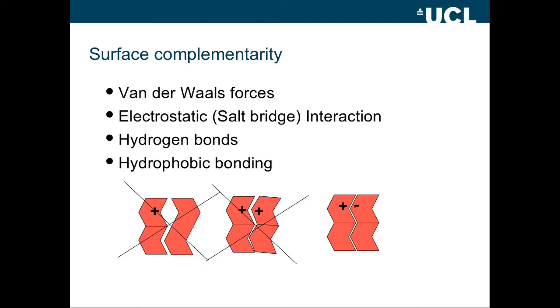Now, coming back again to this idea of two surfaces interacting with one another. As I said, there are four components that are involved: Van der Waals interactions, electrostatics and salt bridges. We normally define a salt bridge as an electrostatic interaction that is also making a hydrogen bond. Hydrogen bonds and hydrophobic bonding, in inverted commas.